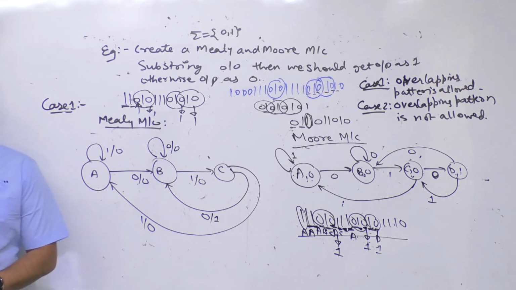Is it clear to all of you? What is the difference between Mealy and Moore machine, and is this example clear?